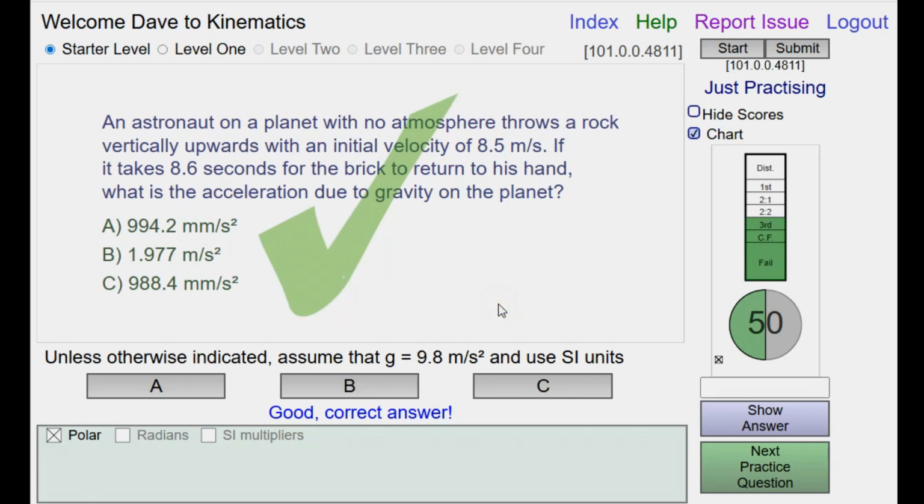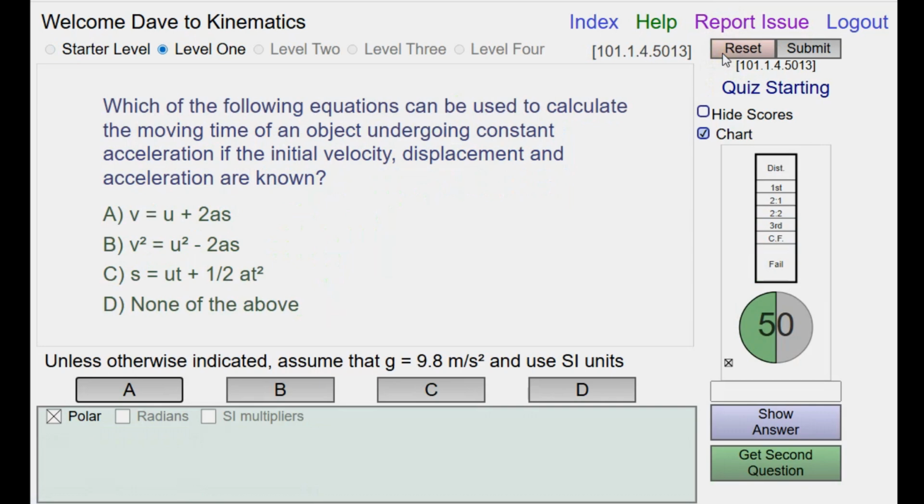Now, if you're ready to actually have a go at a quiz, that's a sequence of 5 questions that will earn you some marks, you press the start button. First thing to note, the level changed to level 1. You can't earn any marks at starter level. Lowest level you can get marks at is level 1. But level 1, fairly straightforward questions. The only disadvantage of working at level 1 is that you can only score 50%.